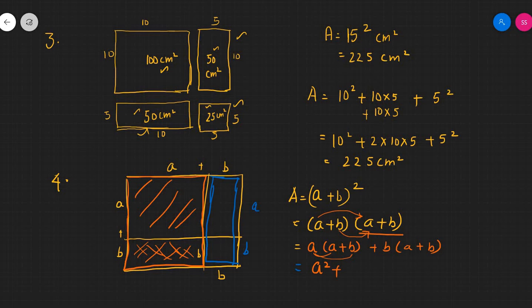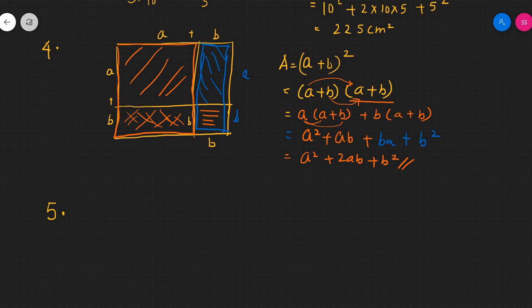That's this. Plus ba, and that is this, plus b squared, and that would be this quantity. So further you can write this as a squared plus 2ab plus b squared. So that's how you can generalize a plus b the whole square.